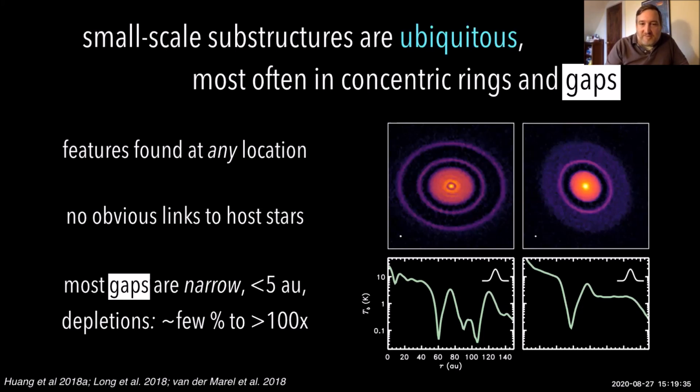Most of those gaps are actually narrow and unresolved, even with DSHARP, even with the best ALMA resolution we've been getting, smaller than 5 AU. And the depletions could be a few percent to more than a factor of 100. It's a little bit hard to tell in the cases where they're unresolved. You only have a lower limit.